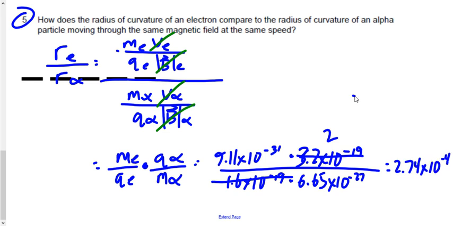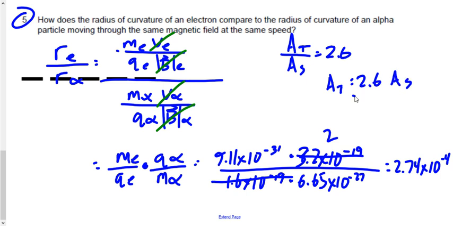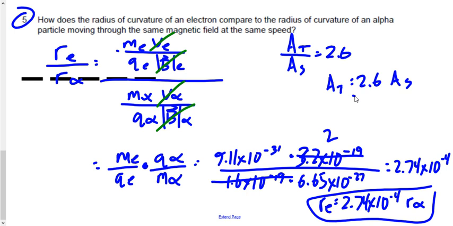So what does that mean? Well, if you divided the teacher's age by the student age, and you got 2.6, then we would say the age of the teacher is 2.6 times the age of the student. Well, if we divide the radius of the electron's path by the alpha particle's path, then we would say the radius of the electron's path is 2.74 times 10 to the negative 4 times the radius of the alpha particle's path. So there's our ratio there. And it looks kind of odd because of that exponent, but it's really no different than 2.6. It's just a number that psychologically is harder to deal with, but it's no different.